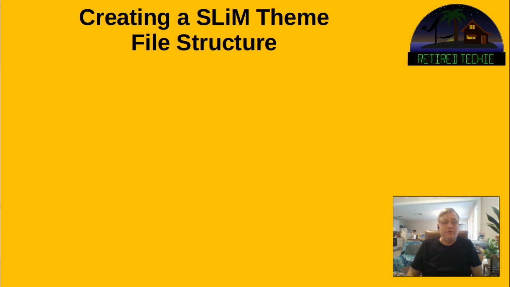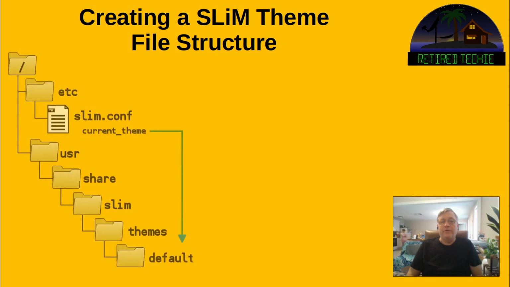Let's take a moment to look at the file structure of the SLiM Display Manager so we know where the various files we need to work with are located. The drawing to the left shows a basic breakout of where the main files we'll be working with are located. The slim.config is in the etc directory, and the SLiM theme folder is in /usr/share/slim/themes.